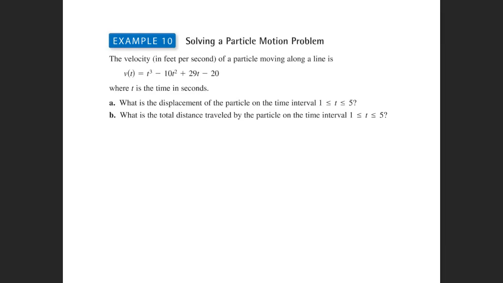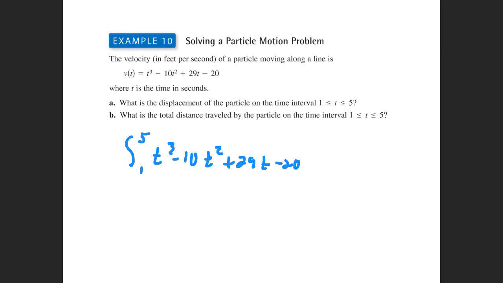So what are you doing? Well, remember, displacement is just the integral of velocity. So my displacement in this problem is the integral from 1 to 5 of t to the third minus 10t squared plus 29t minus 20. Boom, put it in your calculator. What did you get, Isabel? Now, Esther, you can obviously follow along here.